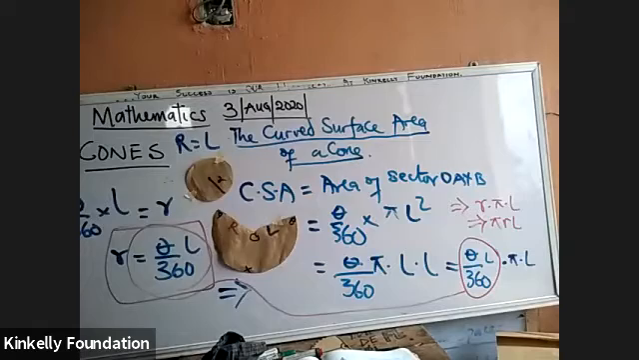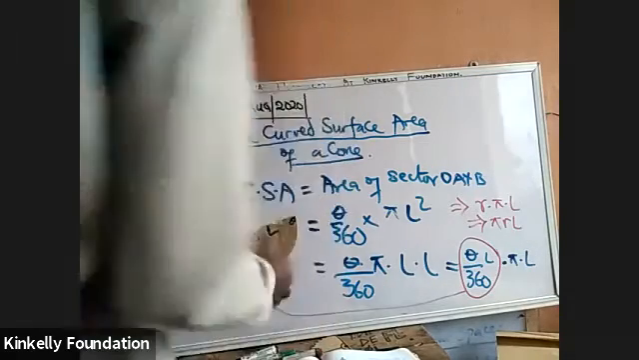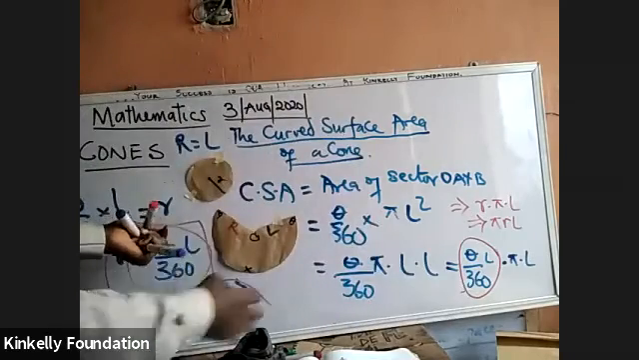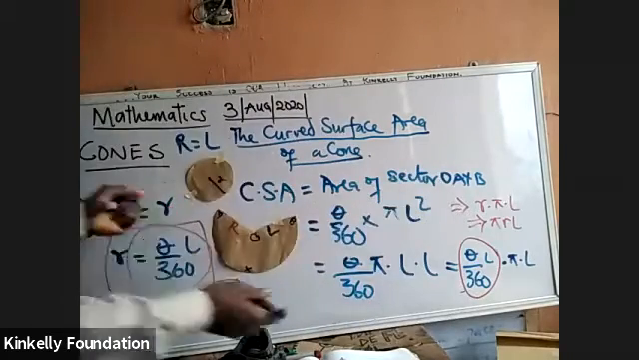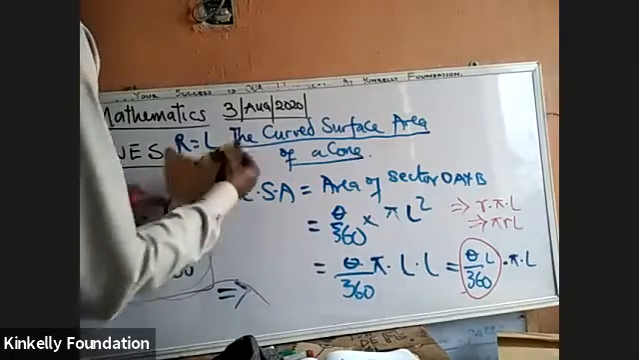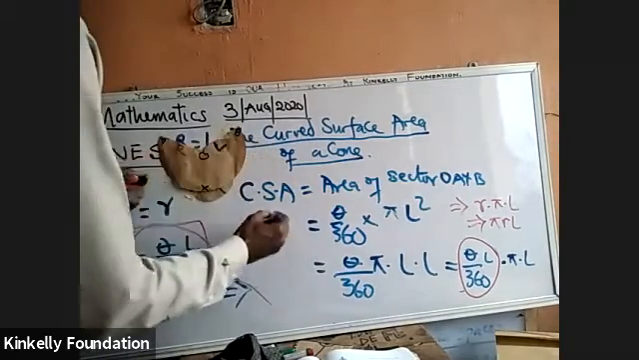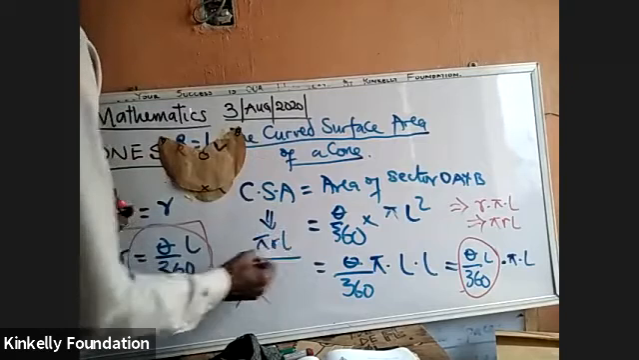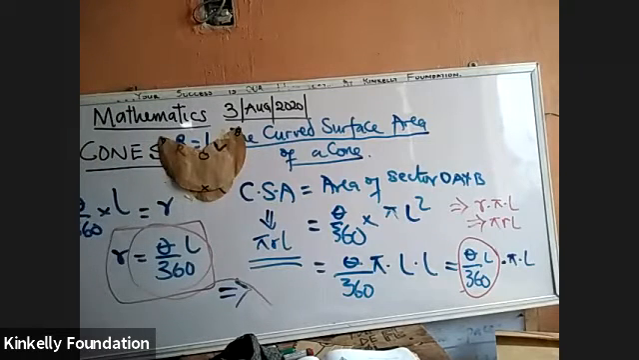So the curved surface area of a cone, the CSA of a cone, after all these things we have done, is giving us pi r l. This is the CSA of a cone.